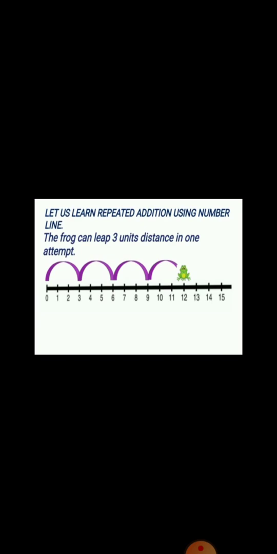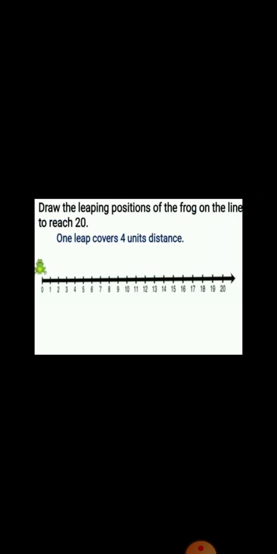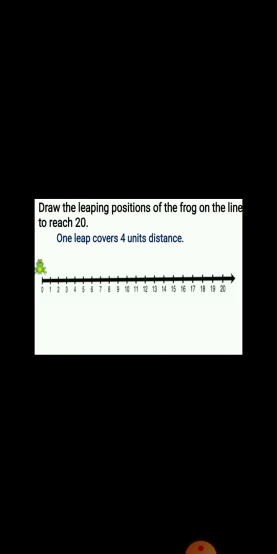12. So for leaps of 3 units each is shown as 0 plus 3 is equal to 3 and 3 plus 3 is equal to 6 and 6 plus 3 is equal to 9 and 9 plus 3 is equal to 12. That is 3 when repeatedly added 4 times it gives 12, which can be expressed as 3 plus 3 plus 3 plus 3 is equal to 12. That is 4 times 3 is 12. Understood?